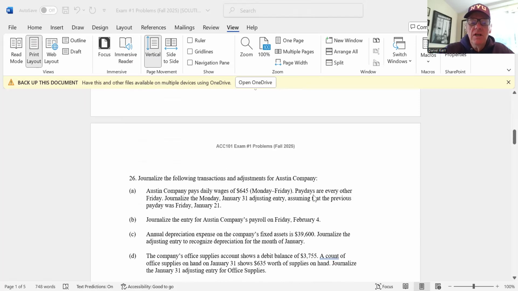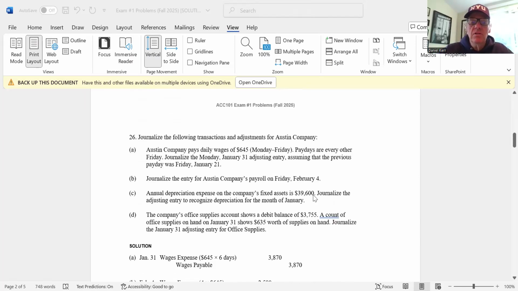All right, the second question has to do with Chapter 3, which is the adjusting entries. You had an adjusting entry for salary in A, and then in B, the payment of the salaries on February 4th. In C, you had depreciation, and you had to figure out the depreciation for the month of January: you take the annual depreciation and divide by 12. And the last one, you had to figure out how much supplies were actually used up. You take the balance in the supplies account and subtract the inventory on hand. The difference must be the amount that was used up.